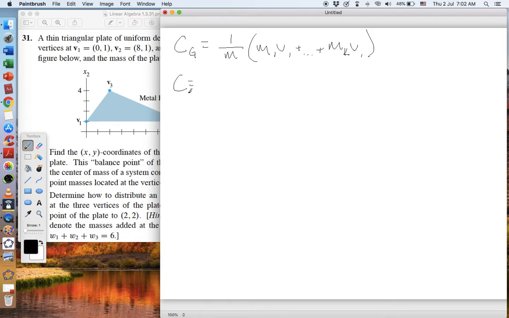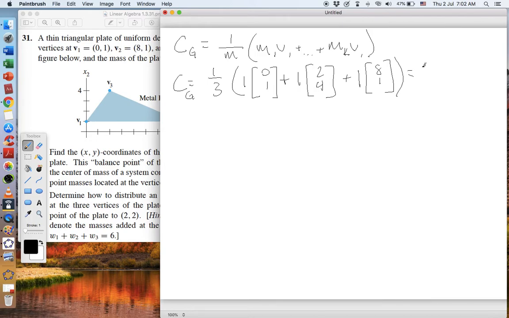So for example, CG in this case is equal to 1 over 3, because it's 1 over 3 grams, and then we're going to multiply that by 1 gram times, again, we're going to split up our vertices into i and j components. 1 times (0, 1). Remember, the top value is the x or the i, and the bottom value is the y or the j. Then (2, 4), and then we're going to add to that 1 times (8, 1). And these here are just scalars, so 1 times any vector is just the vector itself. A scalar times any vector is just the scalar times each component of the vector.